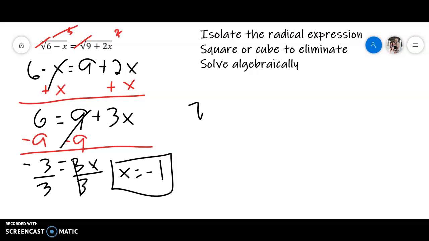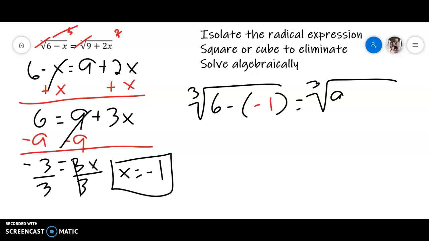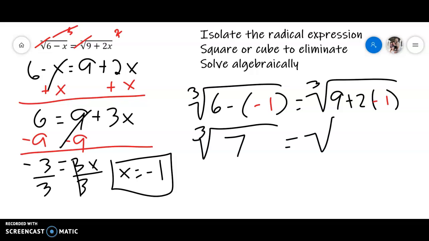Substituting in here, the cube root of 6 minus negative 1 should equal the cube root of 9 plus 2 times negative 1. Let's check them out. Under the radical, adding together 6 minus negative 1, that's the cube root of 7. Over here, under our radical, 9 plus negative 2 is 7. Are those two expressions identical? Yes. Checks out.